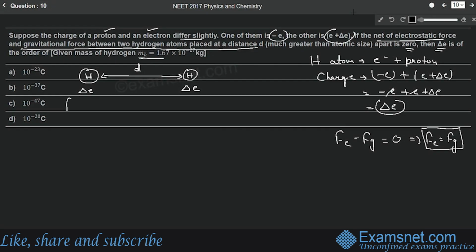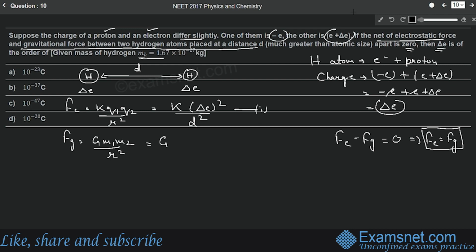The electrostatic force will be equal to k q1 q2 upon r square. This is the formula for electrostatic force. If we put the values, k will be written as it is, then the charge on each hydrogen is delta e, so we can write delta e square. r is the distance between them, so here d is the distance, so we write d square. Let's say this is equation number 1. Similarly, gravitational force is equal to G m1 m2 upon r square. The masses of both hydrogen atoms will be the same, so we write G into m square upon d square. Let's say this is equation number 2.